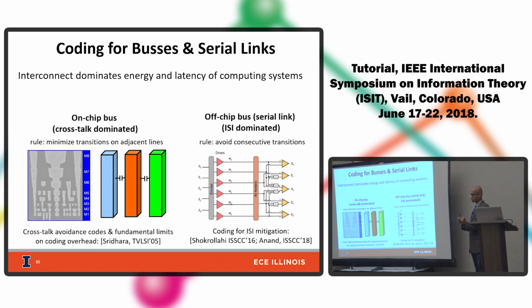If you bring them close to each other, then there's coupling capacitance between them. If two wires transition in the opposite direction, the delay becomes twice as large as if only one of them were transitioning. So it has a huge impact on delay. A number of works, by Srini Sridhara, a former student of mine, and a number of other researchers, have come up with crosstalk avoidance codes. That is, how do you code the data so as to minimize the crosstalk between wires?